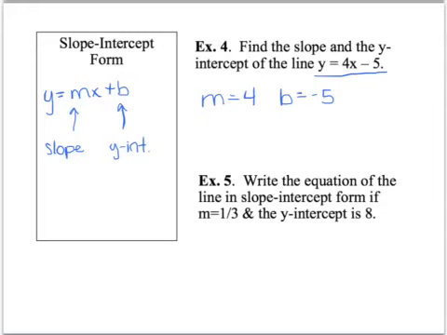Number 5. Write the equation of the line in slope-intercept form if you know the slope and the y-intercept. So the slope-intercept form is y = mx + b, and they tell us all of our information already. This becomes just a simple substitution problem. We're going to plug 1/3 for m, and we use 8 for b, because that is my y-intercept.